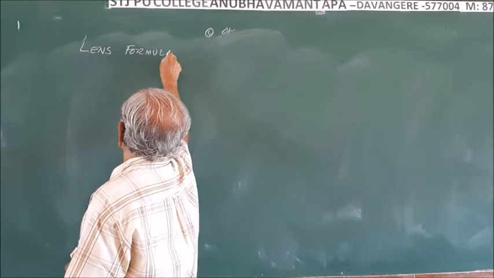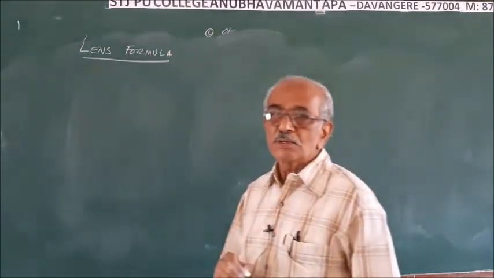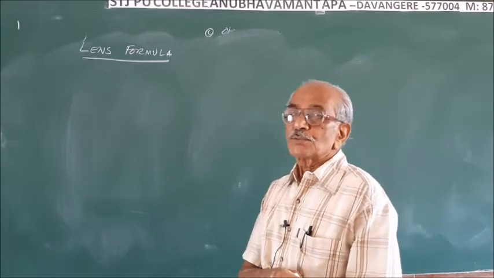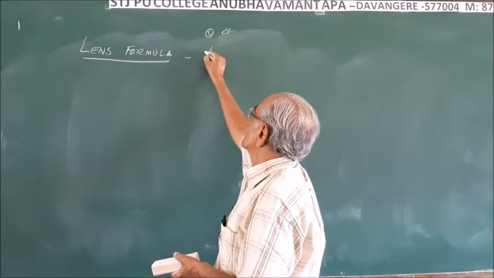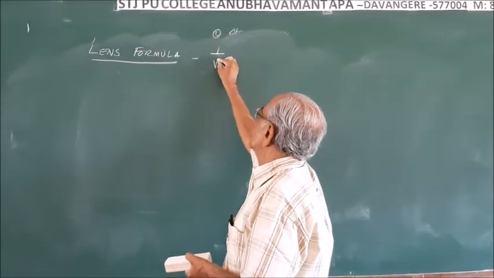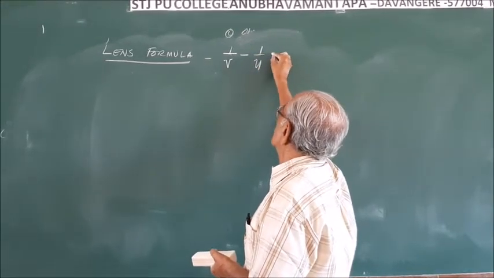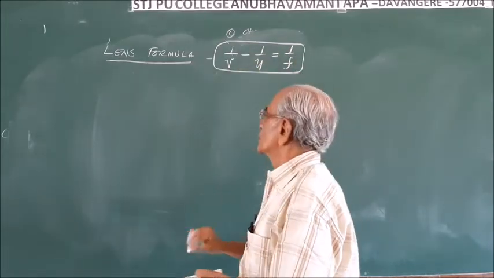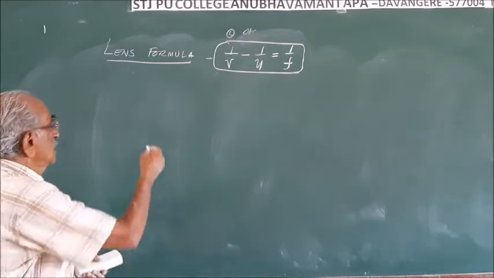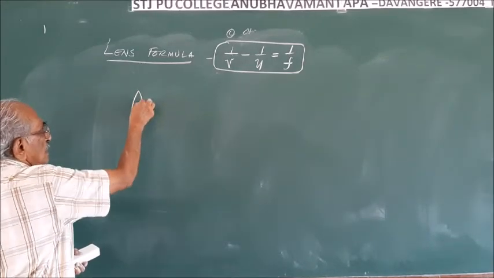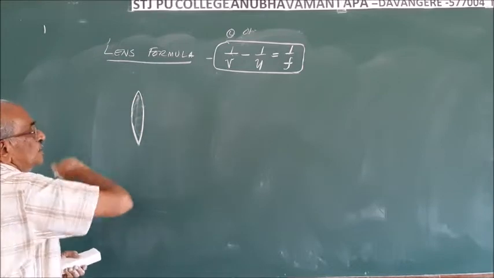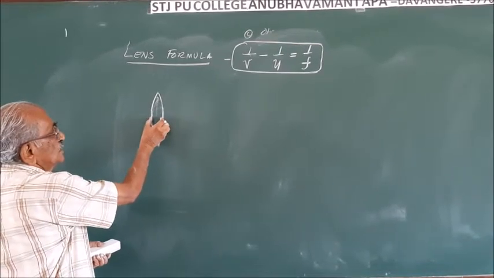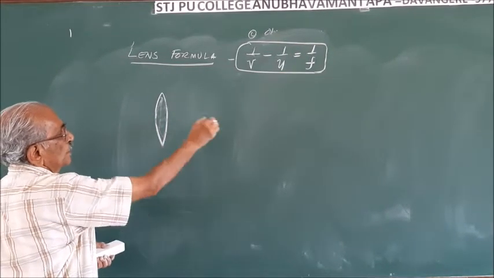Now, you will obtain the relationship between the object distance and the image distance in the case of a lens, either convex lens or concave lens, in terms of its focal length. Now, 1 over V minus 1 over U is 1 over F. Now, making use of any one of those figures, as I have told you, I'll take a convex lens, thin lens. Thin lens means, though I have drawn a considerably thick lens, the size of this thickness is very small compared to the focal length.